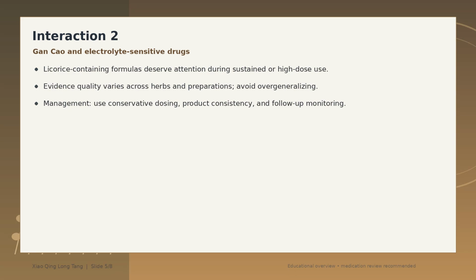The quality of evidence for herb-drug interactions ranges from pharmacology and case reports to controlled human data, and that evidence is uneven. Therefore, distinguish a proven contraindication from a plausible additive effect, and use monitoring where the uncertainty is clinically meaningful.